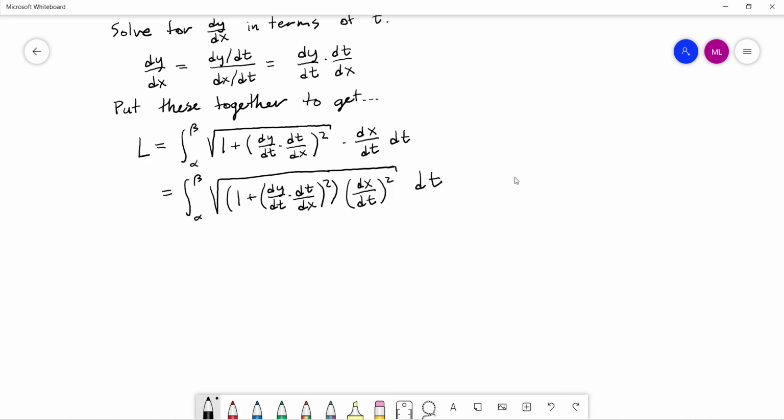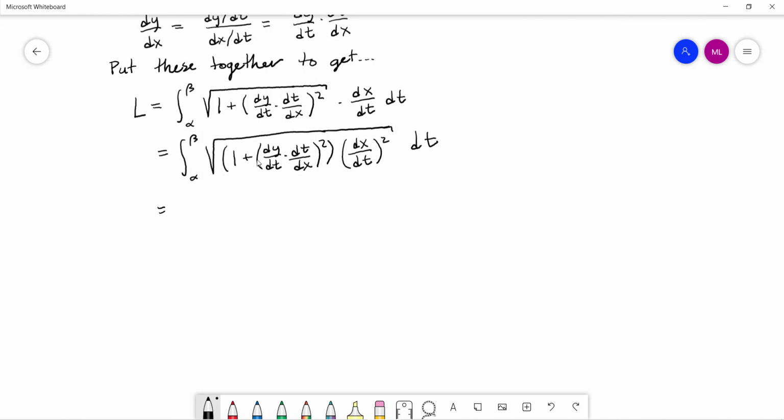Okay. If we distribute through, this is going to be a lot nicer. And I'll get the integral from alpha to beta. When this part gets distributed through to the 1, it's just going to be dx dt squared. And then I'm going to distribute it through to this part. And so over here I've got dy dt squared times dt dx squared times dx dt squared.